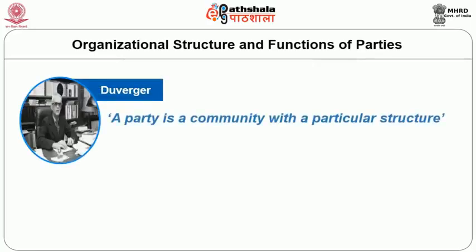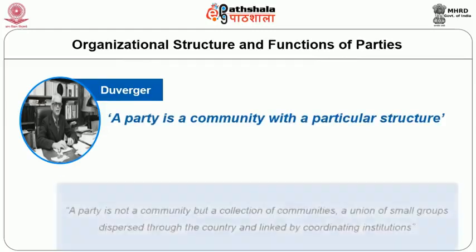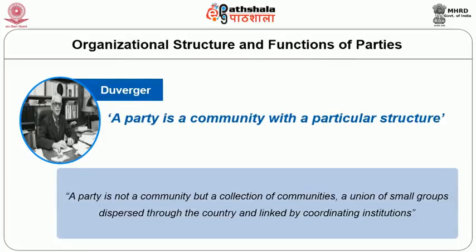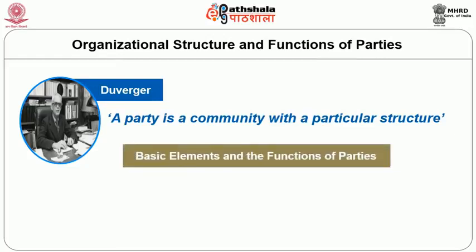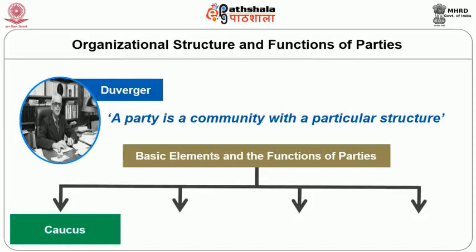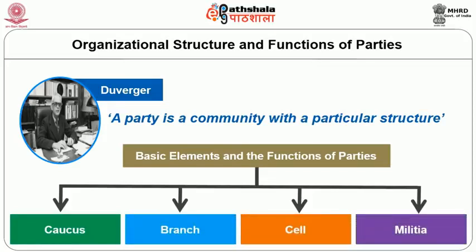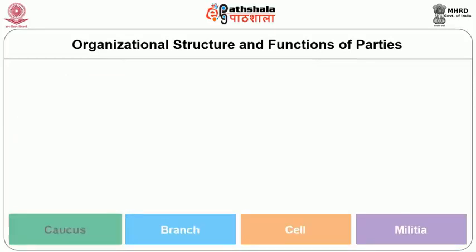Duverger said a party is a community with a particular structure. He also states that a party is not a community but a collection of communities, a union of small groups dispersed through the country and linked by coordinating institutions. On the basis of the basic elements and functions of the parties, Duverger discussed four kinds of parties: caucus, branch, cell and militia.